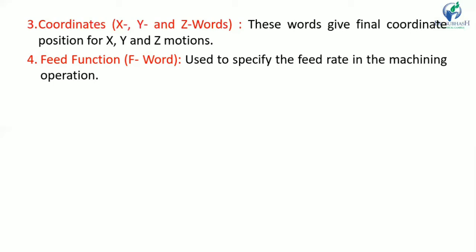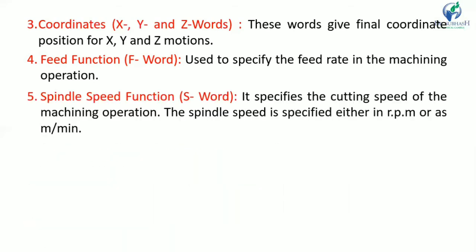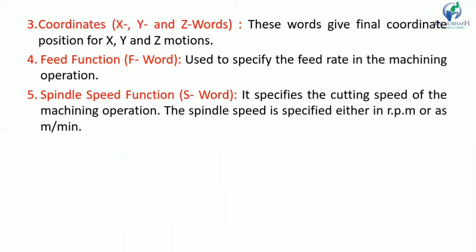Okay, so the appropriate G code should be specified to instruct the machine whether the feed value is in mm per minute or in mm per revolution. So as we discussed in G code, G94 is used for mm per minute and G95 is used for mm per revolution. Okay. Then next is spindle speed function, S word.